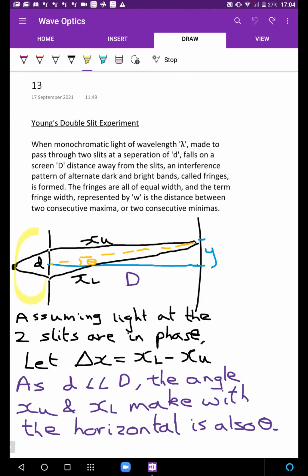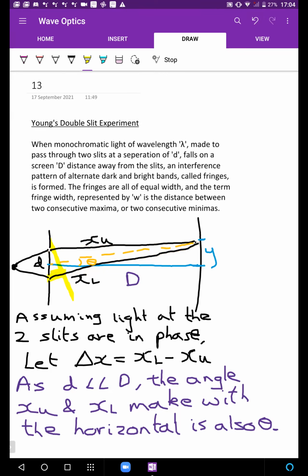Sometimes there may be a path difference before they reach the slits. But let's say there is no path difference before they reach the slits. Then from here, by the time they reach the screen, an extra path difference that they will undergo is, let's say, delta x. And I would suggest you remember delta x as xl minus xu. Whatever the derived result is, let that be xl minus xu.